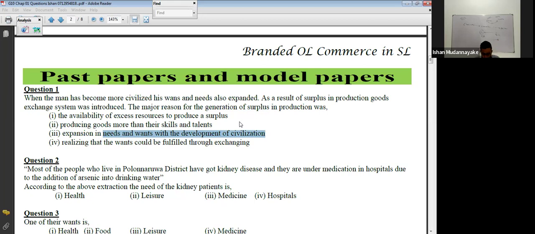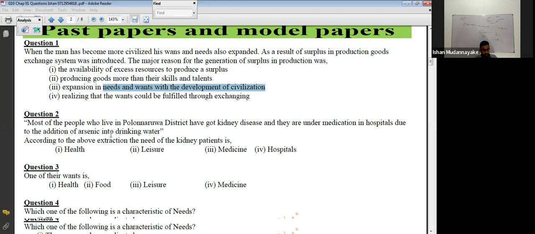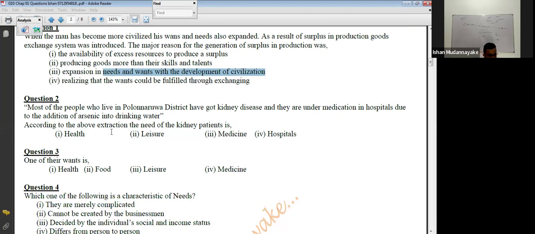Now, please read grade 10, chapter 1, first para, page number 2. By reading the first para, you can get the answer for this question. Okay, right. Now look at the second one. What's the answer for question number 2?